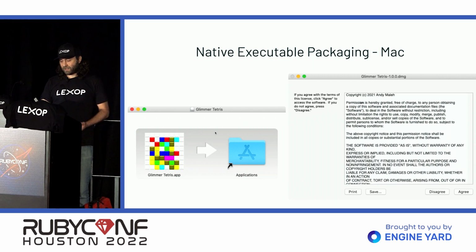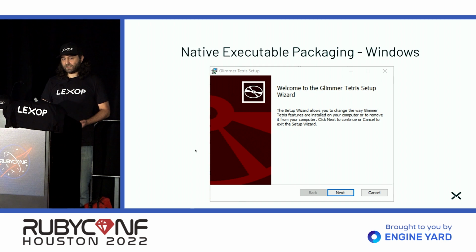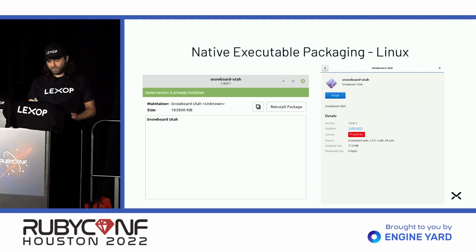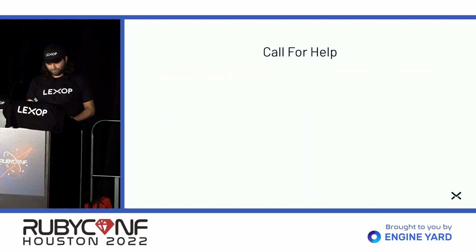This is a Mac PKG file of Tetris. This is a Windows MSI installer. So when you give this to someone, they don't need to install Java, they don't need to install Ruby or JRuby or anything. This includes a packaged Java, a packaged JRuby, and the packaged app files. So everything is self-contained, so when you hand it to users, they wouldn't be the wiser about the fact that you built it with Ruby or JRuby. And this is RPM and Debian packages on Linux.